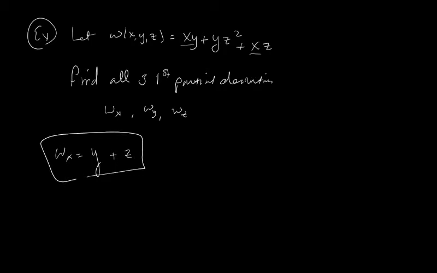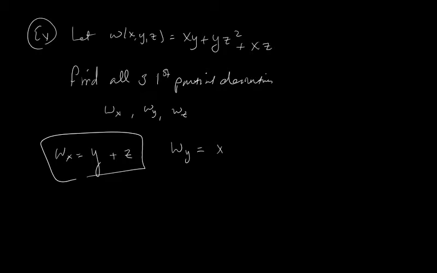Now, let's find our partial derivative with respect to y. So I've got 2 terms containing y, the first and the third. So the first term, the derivative of xy with respect to y, is just x. We hold the x constant, treat it like a constant.